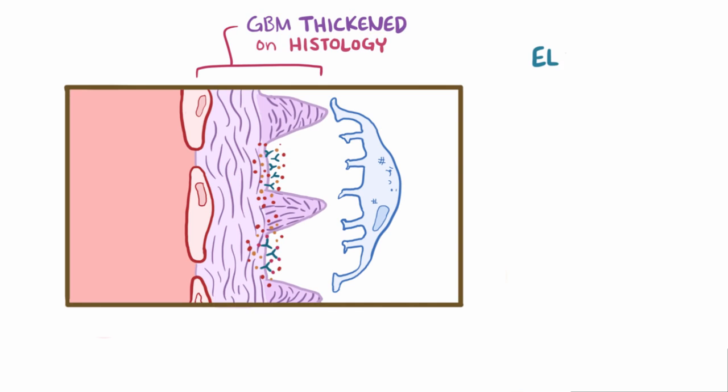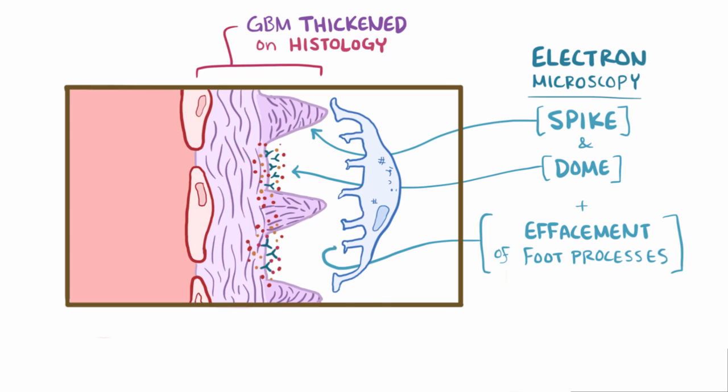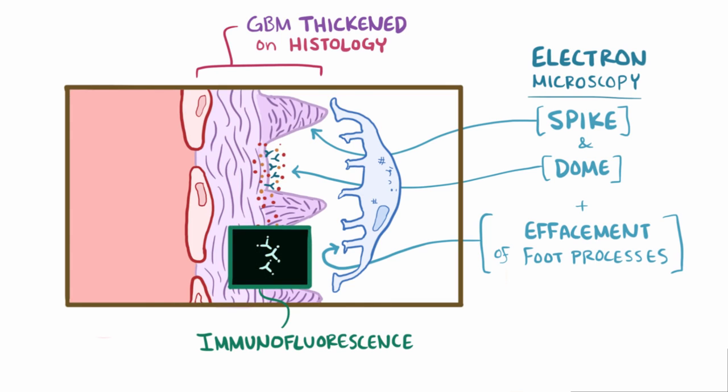But if you take a closer look on electron microscopy, you'll see that this pattern of GBM matrix on the subepithelial deposits creates a characteristic spike and dome pattern. And you'll also see effacement or flattening of the foot processes of the podocytes. Finally, on immunofluorescence, you'll see deposits of immune complexes, which appears granular or sort of sprinkled throughout the GBM.